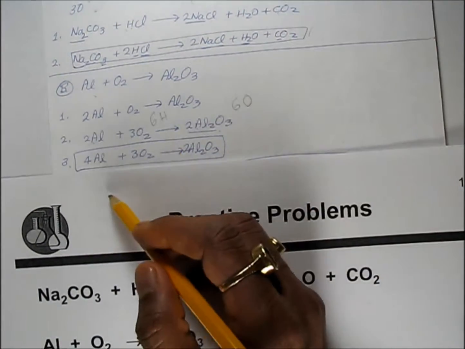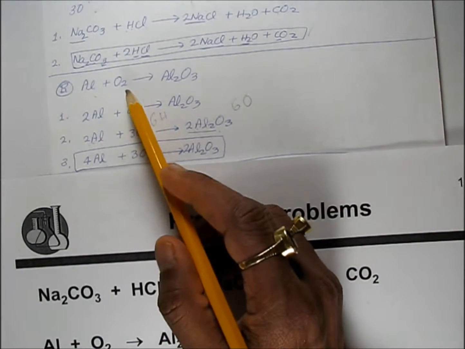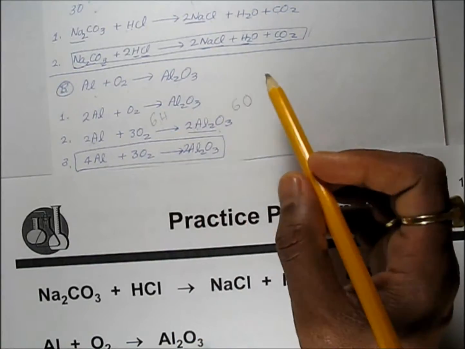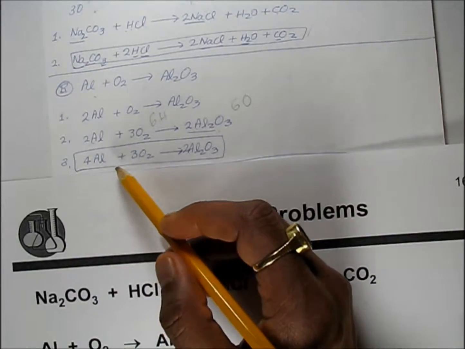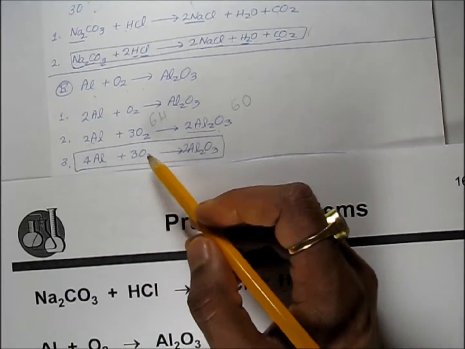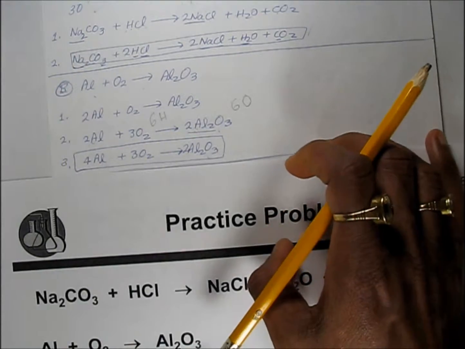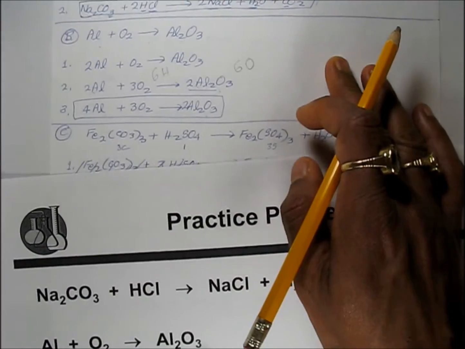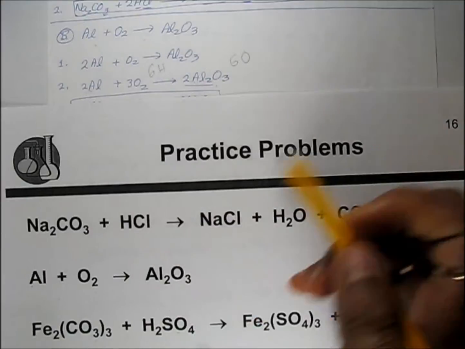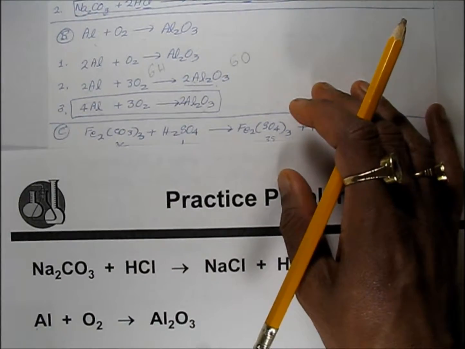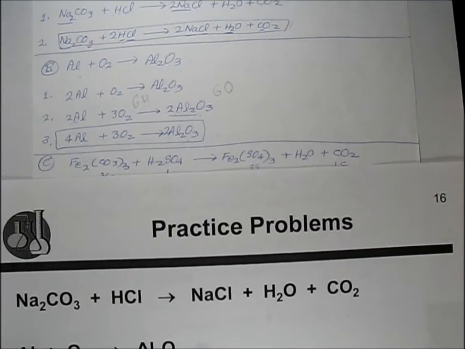So now this is the balanced equation for aluminum when it reacts with oxygen to form alumina. 4 aluminum atoms will react with 3 oxygen molecules to form 2 aluminum oxide. So this was the second example to balance the chemical equation. Let's see the third one, which was iron carbonate and sulfuric acid. Let's zoom a little bit more so that you can see better.